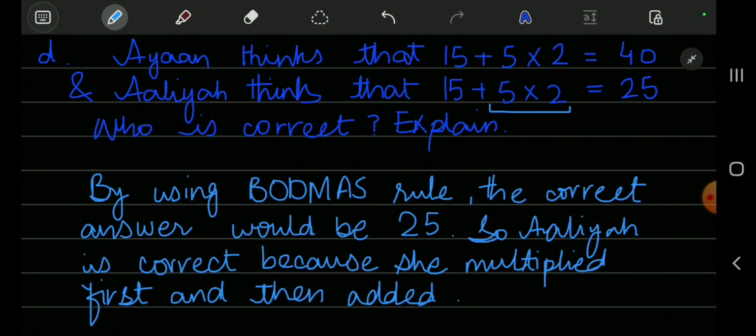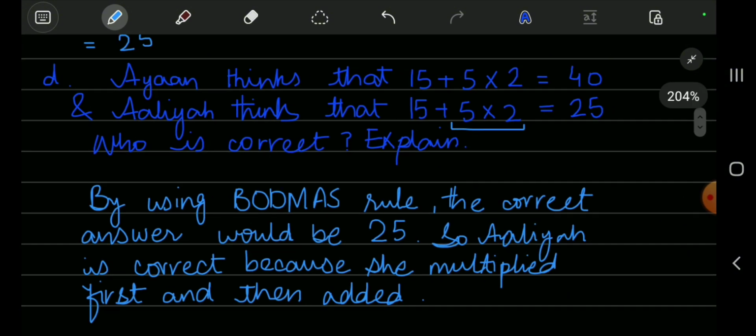Okay, there is no need to always mention the BODMAS rule. You can simply say that Alia is correct because she multiplied first and then added following the BODMAS rule, or you may say that Ayan is wrong, because if they ask you why Ayan is wrong, you may say that because he added before multiplying.